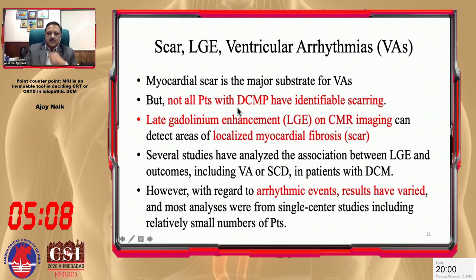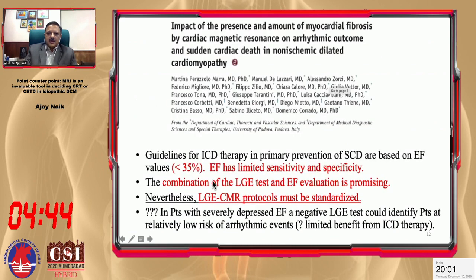Not all patients with dilated cardiomyopathy have identifiable scarring. The LGE on CMR imaging can detect areas of localized myocardial fibrosis. There have been several studies which analyze the association between LGE and outcomes. However, with regard to arrhythmic events, these results have varied. And these were mainly single center studies with relatively small numbers of patients, where they have shown that EF has limited sensitivity and specificity for SCD prediction. Combination of LGE and EF evaluation is promising, but the LGE CMR protocols have to be standardized.